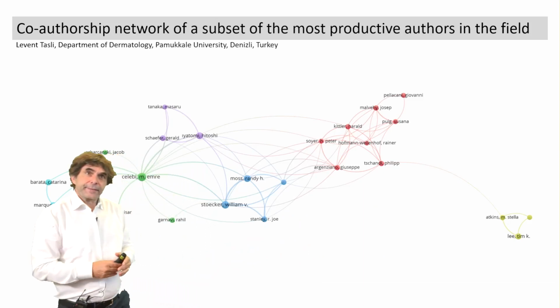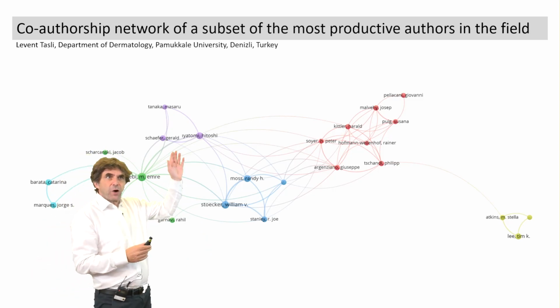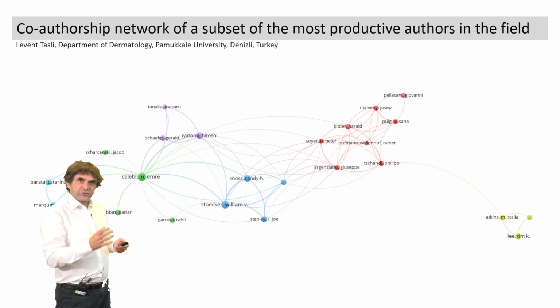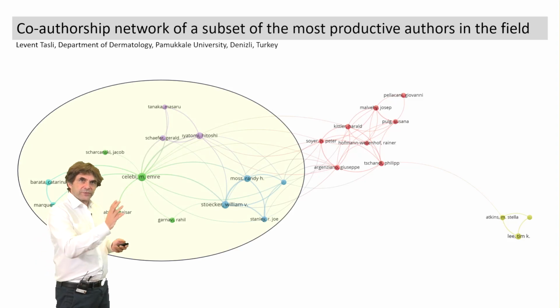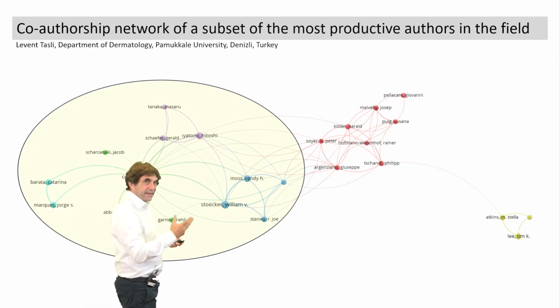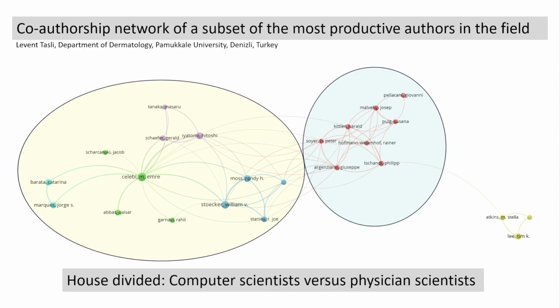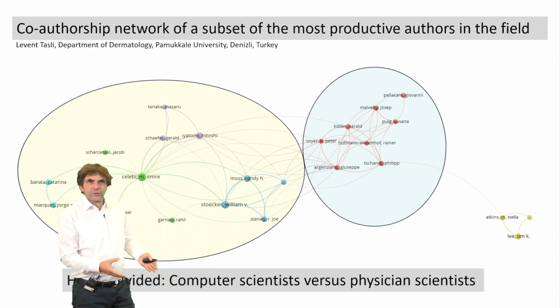When we look at the co-authorship network of a subset of the most productive authors in the field, we can see two clusters. One cluster consists of computer scientists mainly, and interestingly, they are centered around the chairman of this workshop. And the other cluster consists of dermatologists. And it is very rare to see a dermatologist like Philip Jandl who is connected to an isolated cluster of computer scientists. So in other words, it is a kind of house divided.